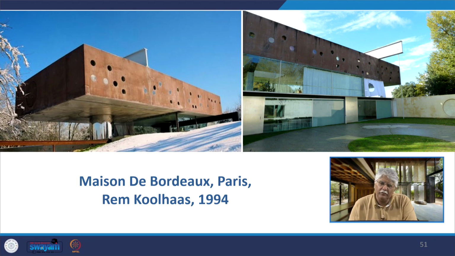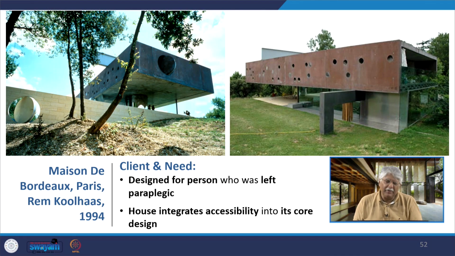In this house, it is modernism plus designing the house for inclusivity. In this house, the client had an accident, he was a paraplegic, and the house was designed so that he will have full access to all levels of the house. The house integrates accessibility as its core design principle.